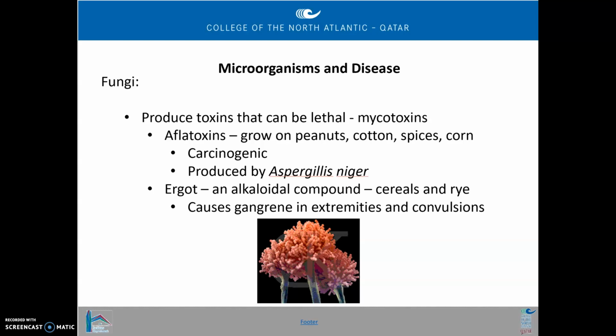One of the things that's key about fungi is they can produce toxins. Aflatoxins, for example, will grow on peanuts and cotton. These are really carcinogenic compounds, so that means they can cause cancer. So we have to be very careful when we're storing grains and such because of these aflatoxins. Another chemical that can be created by fungi is ergot, an alkaloidal compound, and it grows on cereals and rye, and it can cause gangrene and convulsions. It's quite a serious toxin.